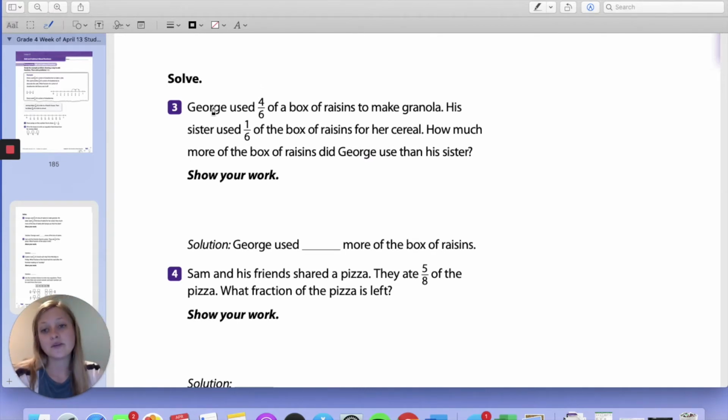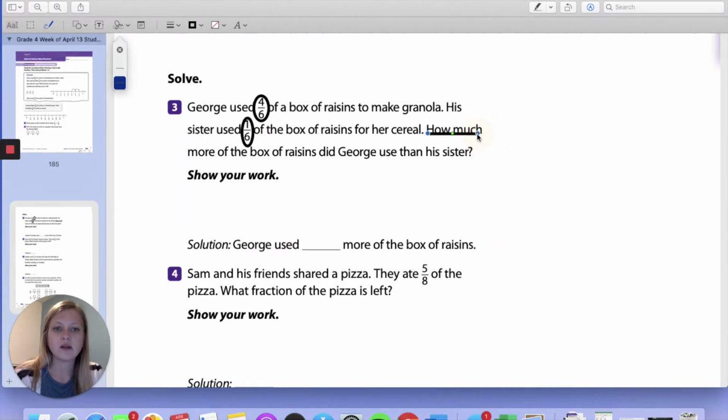So let's go ahead and read this. It says George used 4/6 of a box of raisins to make granola. His sister used 1/6 of the box. Okay, so then his sister used 1/6 of the box of raisins for her cereal. How much more of the box of raisins did George use than his sister?